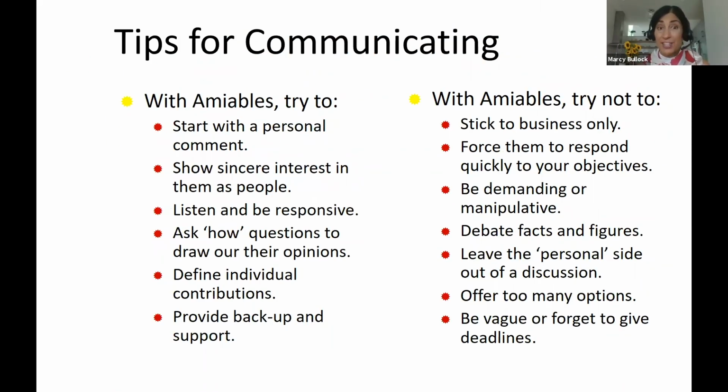Tips for communication with amiable is start with the personal comment. Show sincere interest in the person as a human. Ask how questions to draw out their opinions. Provide backup and support. You don't want to just stick to business with an amiable. You don't want to be demanding and manipulative or debate facts and figures or offer too many opinions or be vague and forgetful with deadlines.